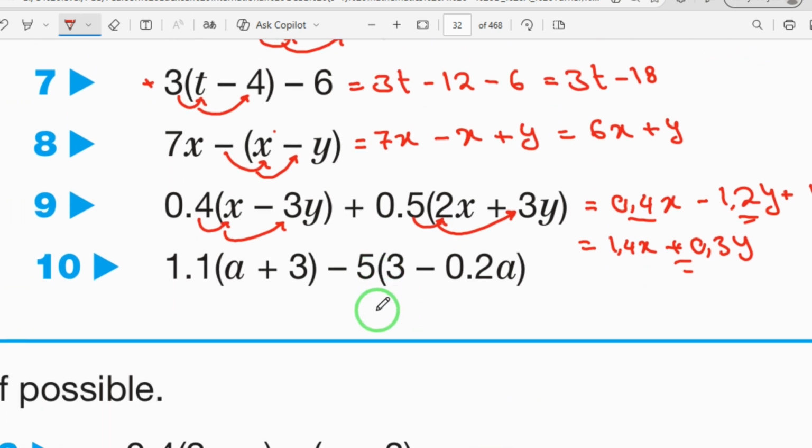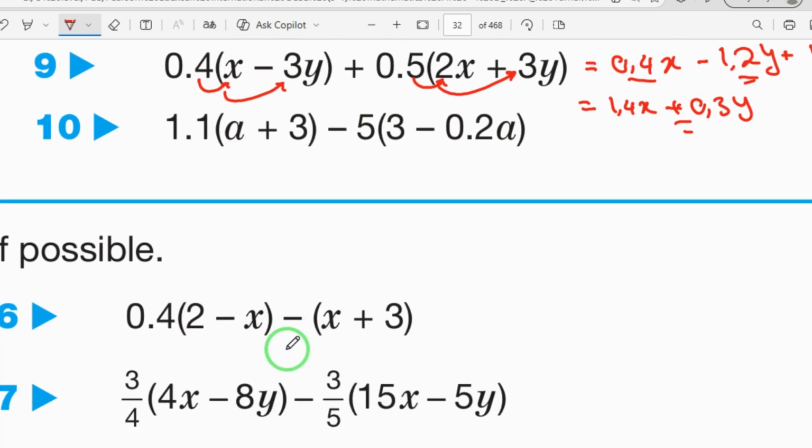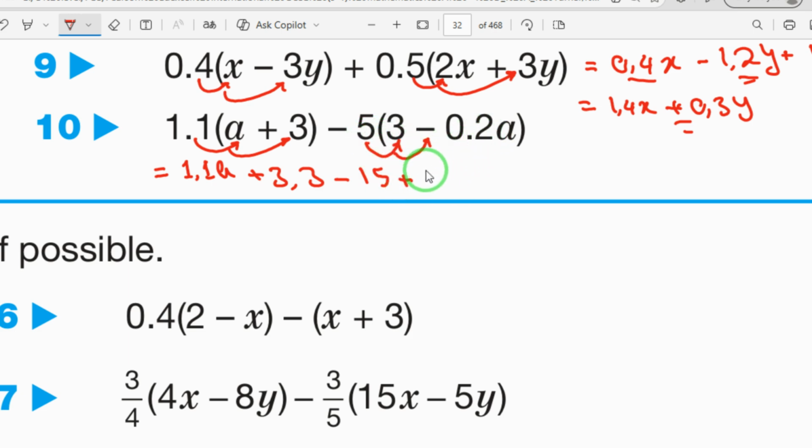Question number 10. We calculate here. It is equal to 1.1 multiplied by a becomes 1.1a. Then we multiply by the second term. 1.1 multiplied by 3 becomes 3.3. Then come to the second bracket here. 5 times 3 is minus 15. Minus multiplied by minus gives us plus or positive. 5 times 2 is 10. We separate one decimal place, a.